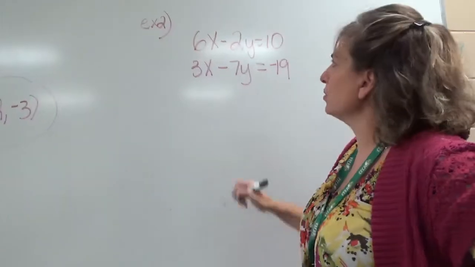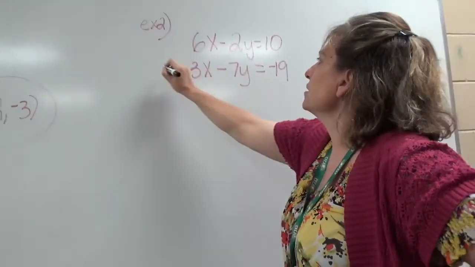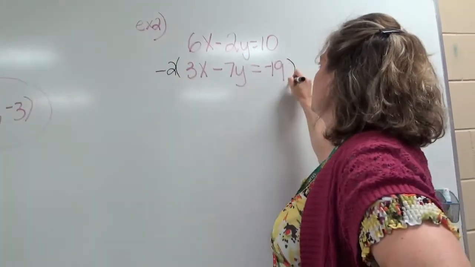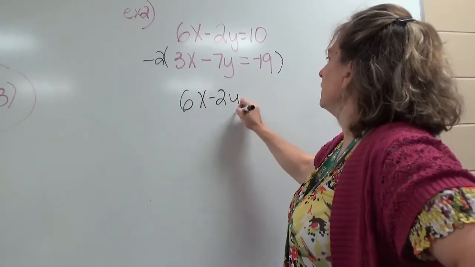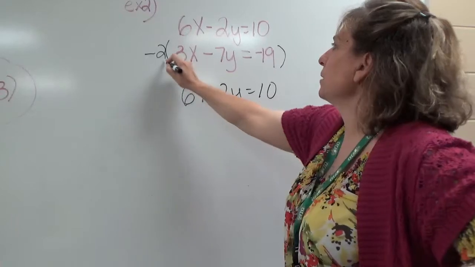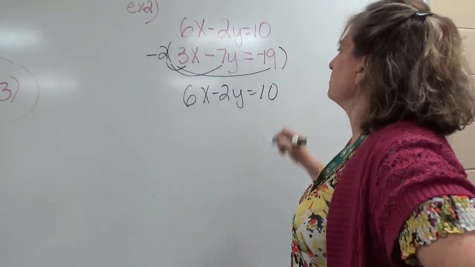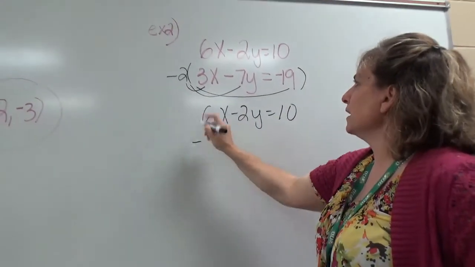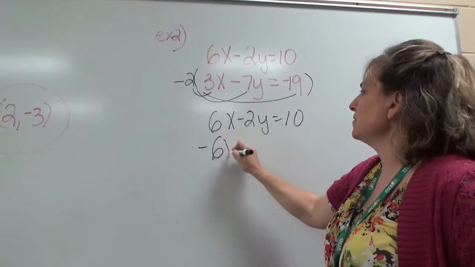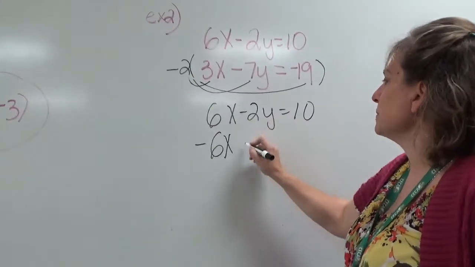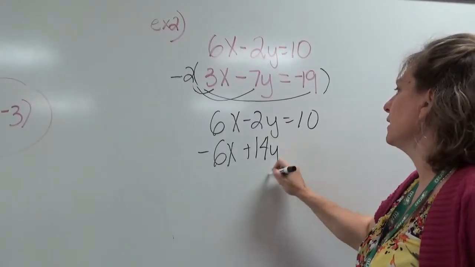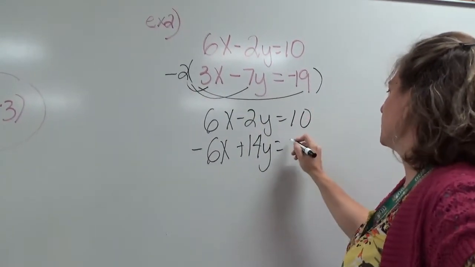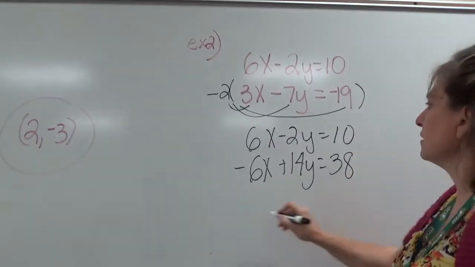I always have a goal of canceling either x or y. So I have to multiply this by a negative 2. So I'm going to rewrite my top equation, and then I'm going to rewrite my bottom equation, but I'm going to distribute that negative 2. So I get negative 2 times 3x is negative 6x. Negative 2 times negative 7y is positive 14y. And negative 2 times negative 19 is positive 38.